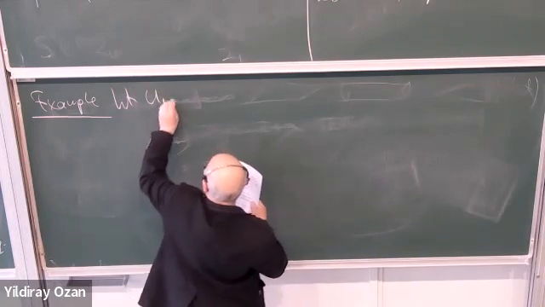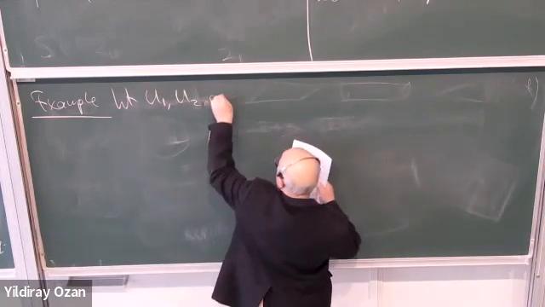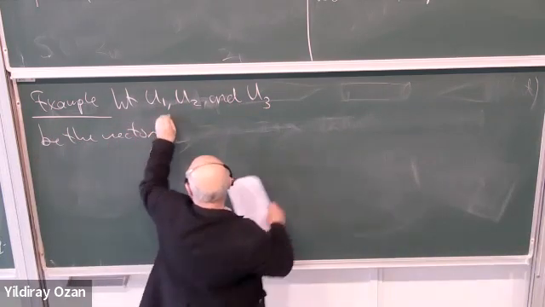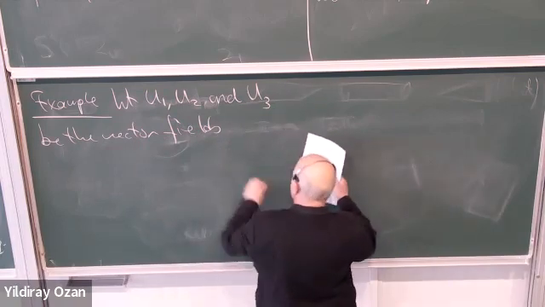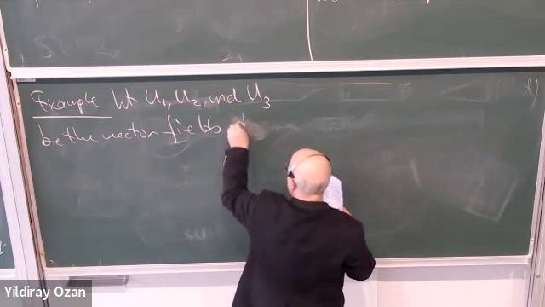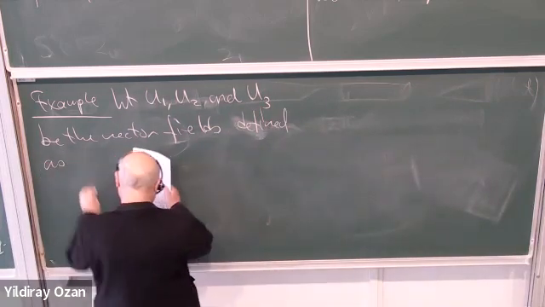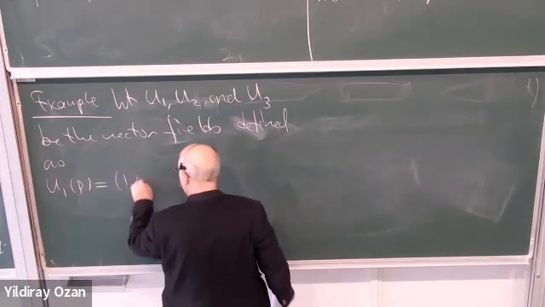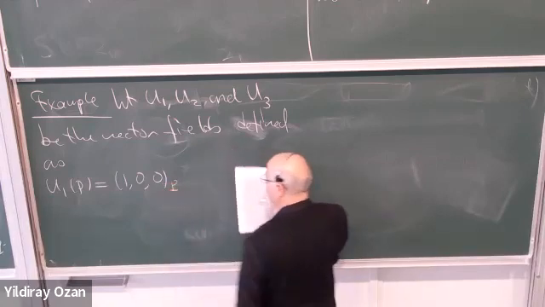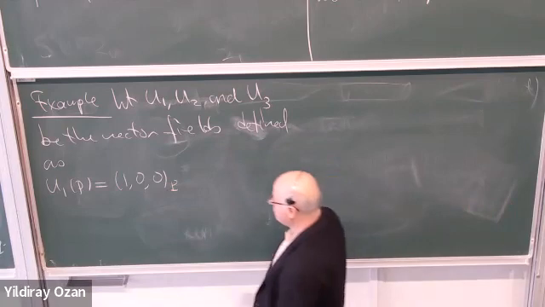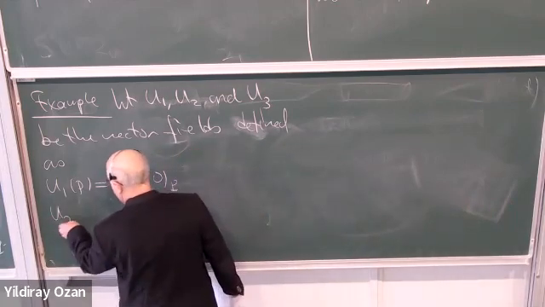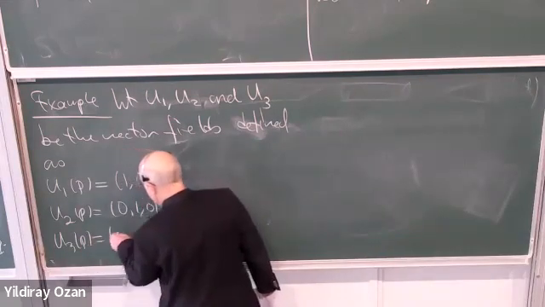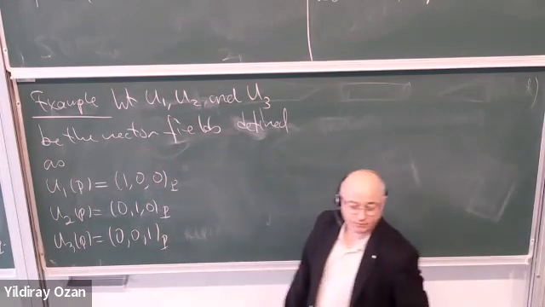Let U1, U2, and U3 be the vector fields defined as follows. U1 at any point is defined to be the constant vector, this. The vector part is always constant. U2 is this one, and U3 is this one. So these are constant vector fields, okay?